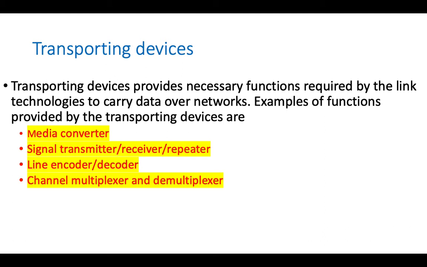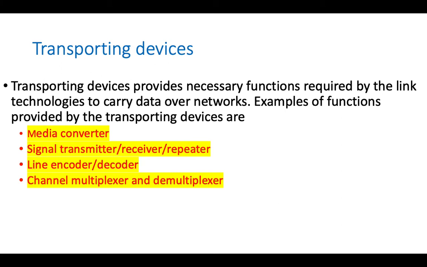The transporting devices are examples of taking the data from one location to another location, from one device to another. This involves the media converter, transmitting or receiving, repeating, line encoding or decoding, and multiplexing and multiplexer. What's that exactly?